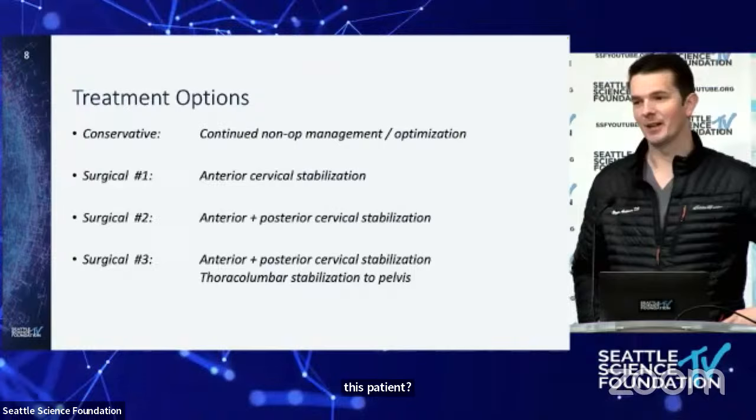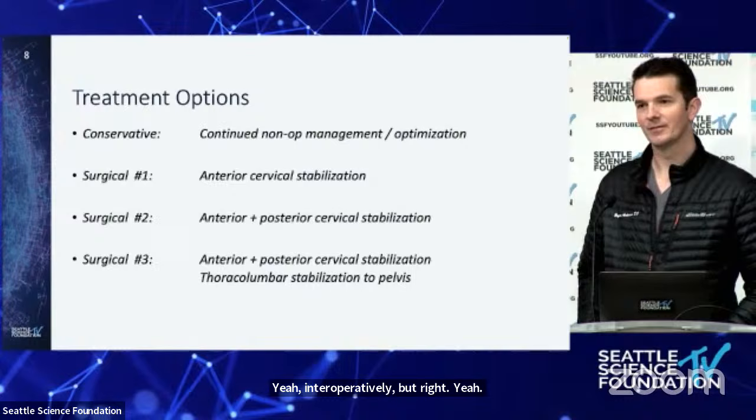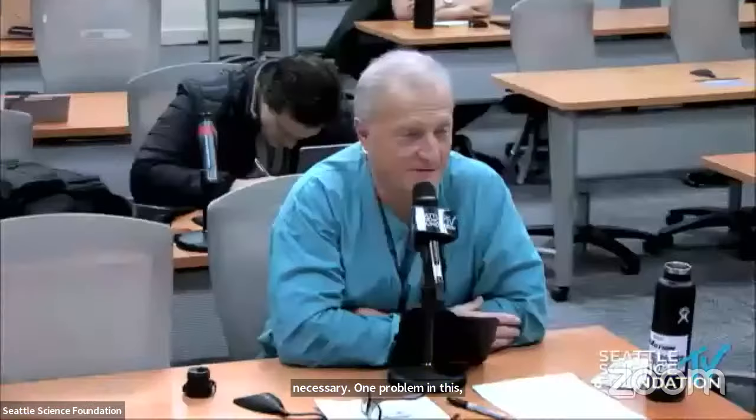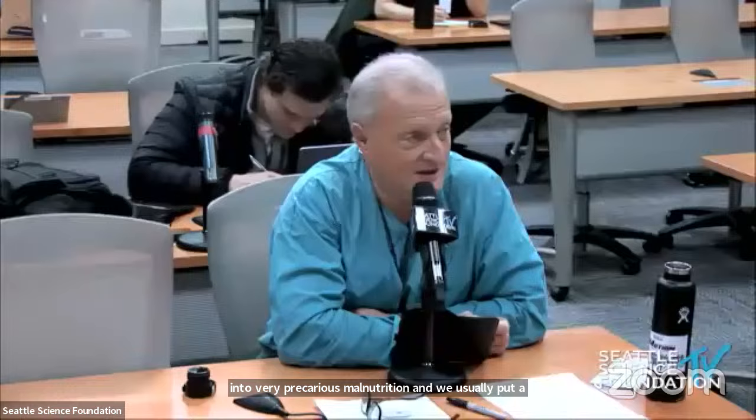Not necessarily. One problem in this patient was progressive weight loss. Looking at the notes here, her BMI had decreased from about 24 to 20. Below 18, we would not have operated on her. I've had some dropped head syndrome patients who have gone into very precarious malnutrition, and we usually put a PEG tube into these patients beforehand to afford reliable nutrition during a period while they recover.